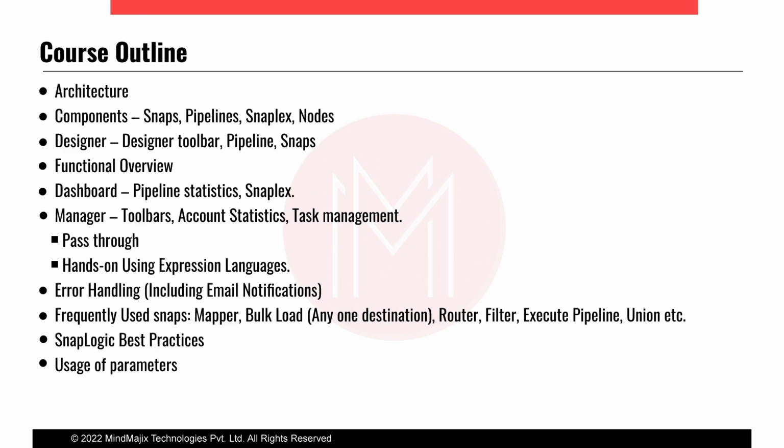You have the manager pane. There you have account statistics and task management. We'll create tasks so that you can execute the pipelines on a schedule, or you can trigger the pipelines from any other REST API. That's about this. And we also have error handling. SnapLogic provides inbuilt error handling. You can use it whenever a pipeline fails: the error handling pipeline can be triggered so that you can do whatever you want from that pipeline. Basically, you can create a notification to let you know whenever the pipeline fails. That's what we can do with this error handling.